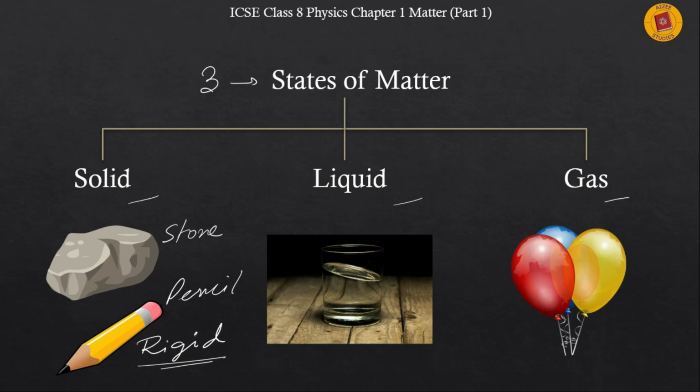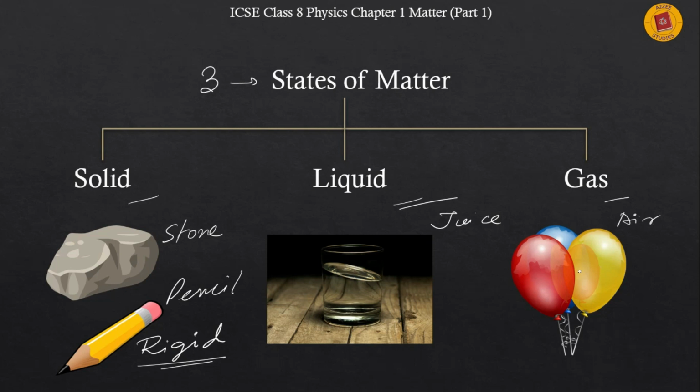Next comes the liquid. Examples of liquid can be a glass of water, milk, juice that we drink. You have noticed that whenever we pour water in a glass, it takes the shape of the glass. It does not have any definite shape.